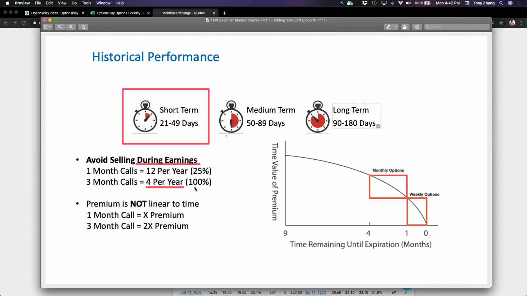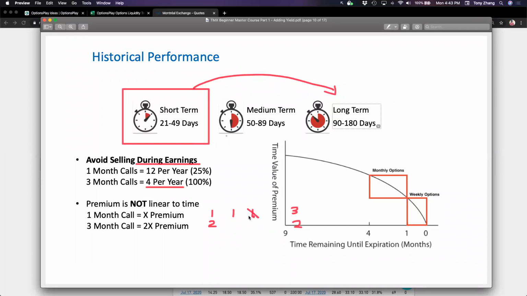But the more important reason is because the premium that you receive by going out longer term is not linear to time. Meaning, if I sell a 1 month call, let's say I collect $1 for that 1 month call. If instead I sold a 3 month call in that same stock, I'm not going to get $3 for it. I'm roughly only going to get roughly $2 for it, which means that if I sold 1 month calls, I can actually sell 3 months and collect $3 over the 3 months versus only $2 over the 3 months when I sold the 3 month call.